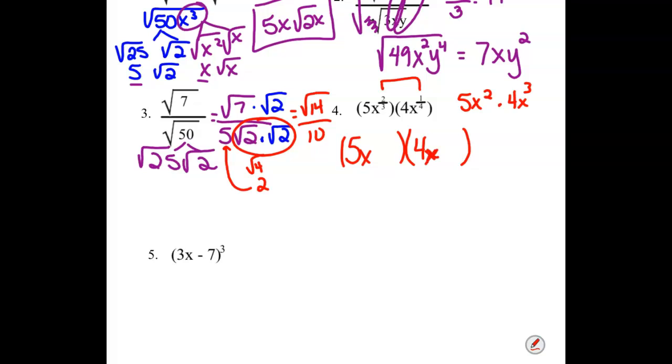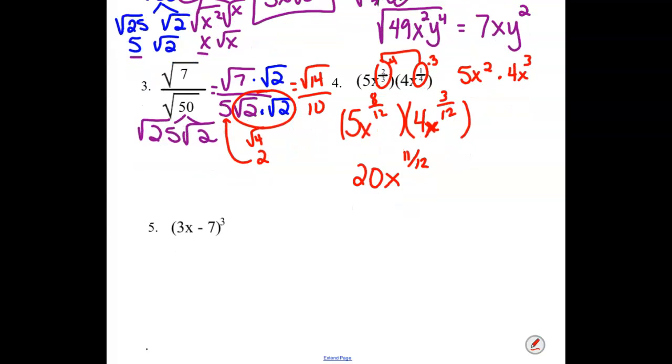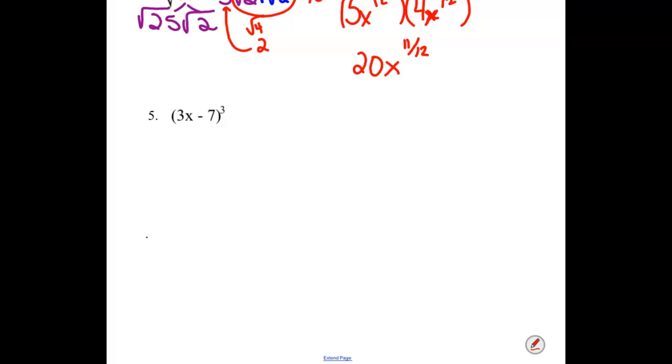So our denominators, we have a 3 and a 4. The common one would be 12. To convert 2/3 into 12ths, I have to multiply by 4, so we get 8. To convert 1/4 into 12ths, I have to multiply by 3, so we have 3 of those. Now we can simplify this. The 5 times 4 would be 20 for our coefficient. Our x's, when we add them together, we have an 8/12 plus 3/12. We'd get 11/12 for our answer.